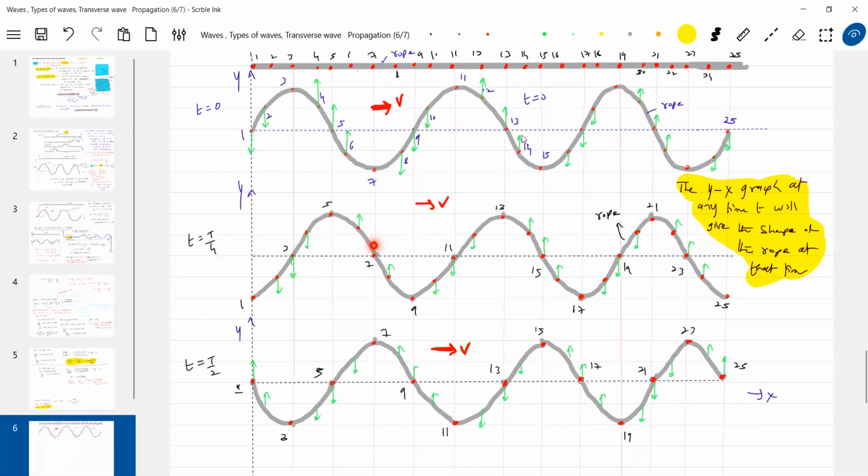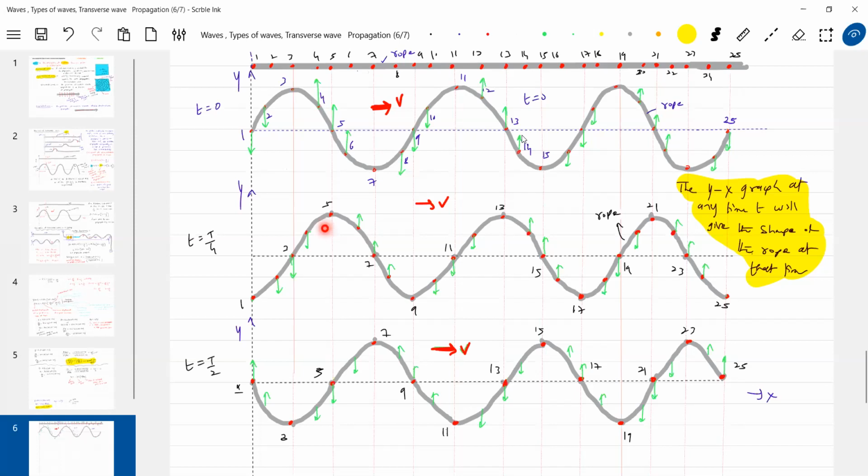What do you mean by that? Just simple. Nowadays we have mobiles, no? Very easy to take a photograph. At whatever instant of time you clicked your mobile, you took the snapshot. That is the time at which you have that shape of the rope. Got the idea, no? So this is the meaning of this.